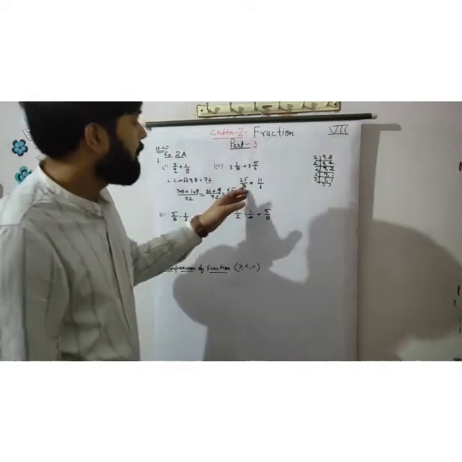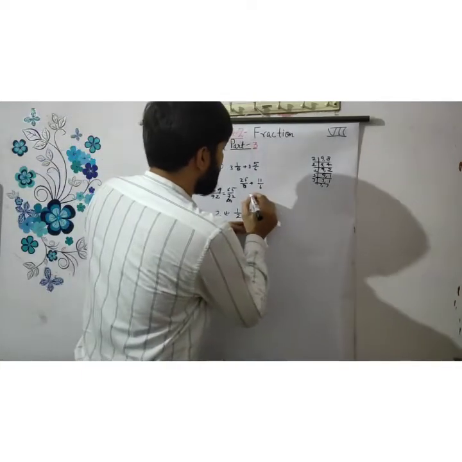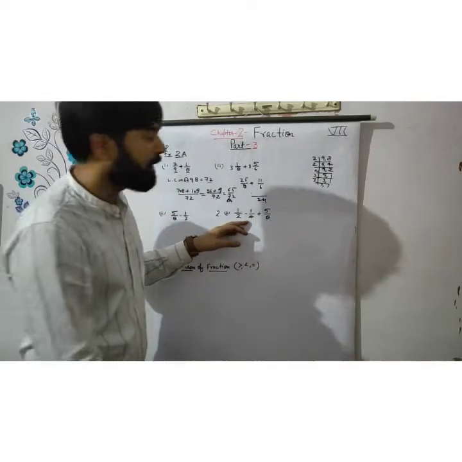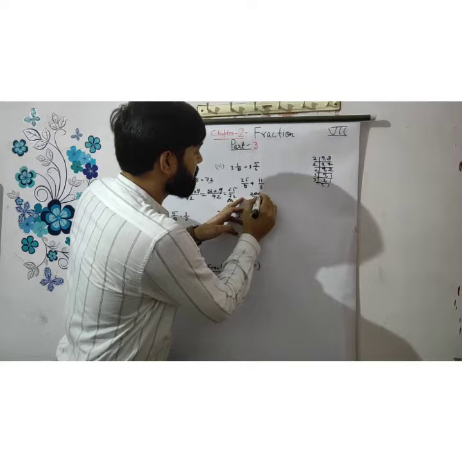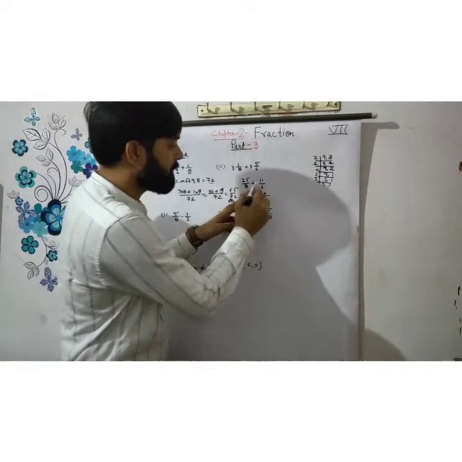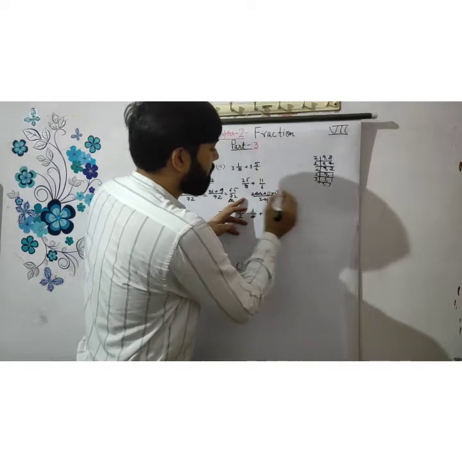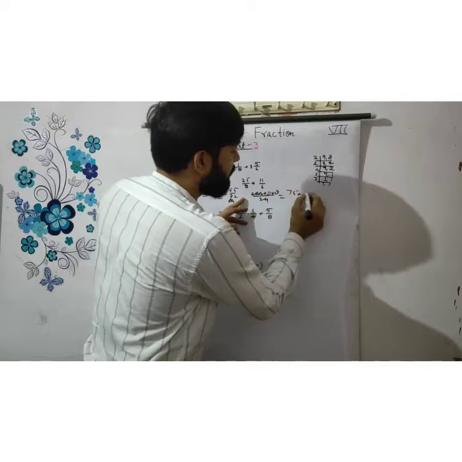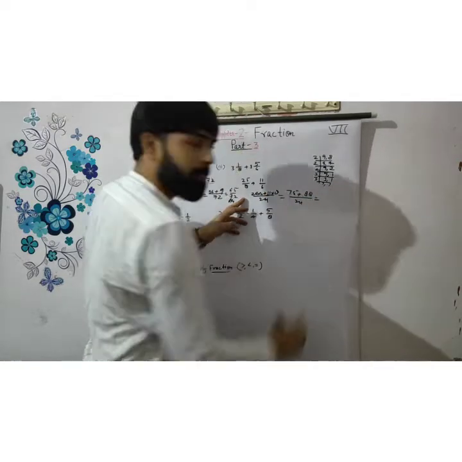Then again we find the LCM of 8 and 6. When we find the LCM of 8 and 6, we get 24, and we write this 24 as the common denominator. 24 divided by 8 is 3, so 25 multiplied by 3, plus 24 divided by 6 is 4, so 11 multiplied by 4. Then 25 3s are 75 plus 11 4s are 44, 119 upon 24.